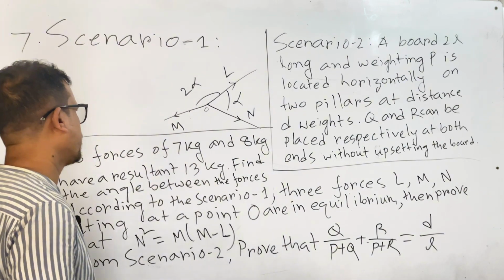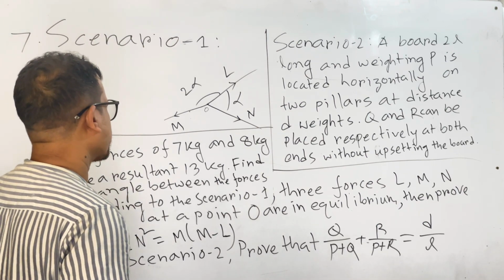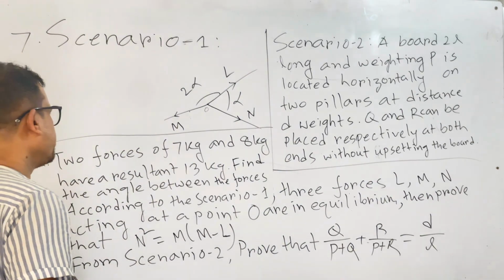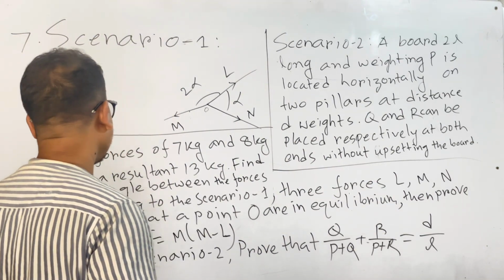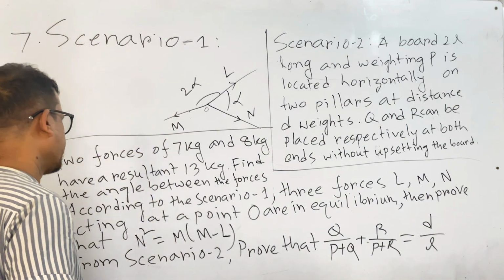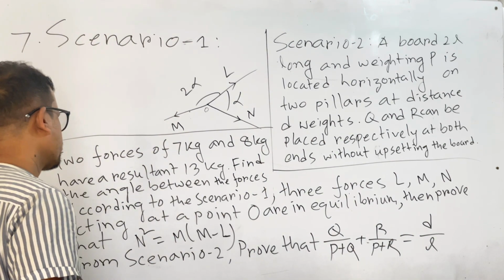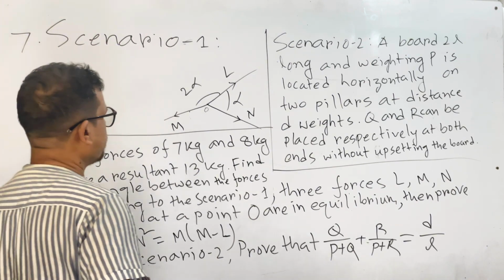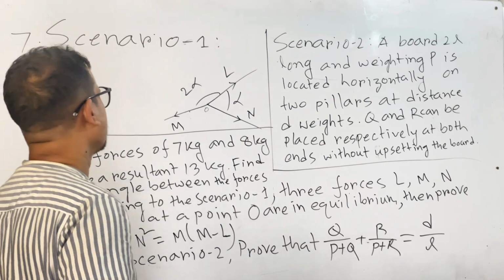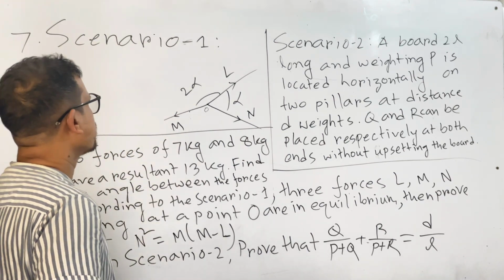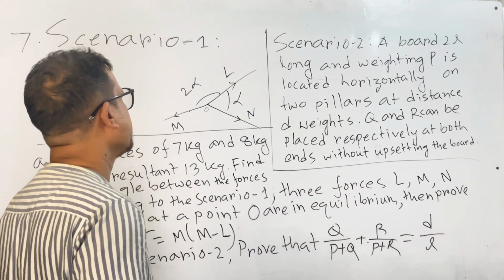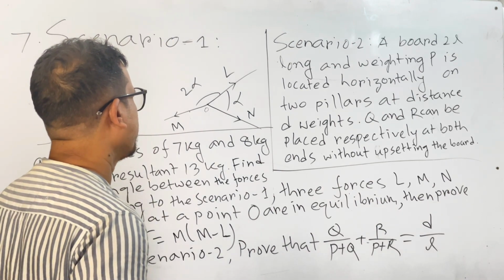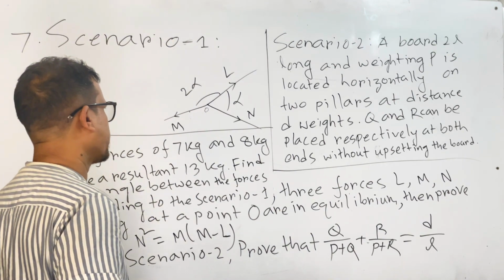Scenario 1: three forces L, M, and N are in equilibrium at point O. We have to prove that N square equals M bracket M minus L. Scenario 2: we have to prove Q by P plus Q plus R by P plus R equals D by L. A board of length L and weight P is located horizontally on two pillars at distance D, where Q and R can be placed respectively at both ends without upsetting the board.